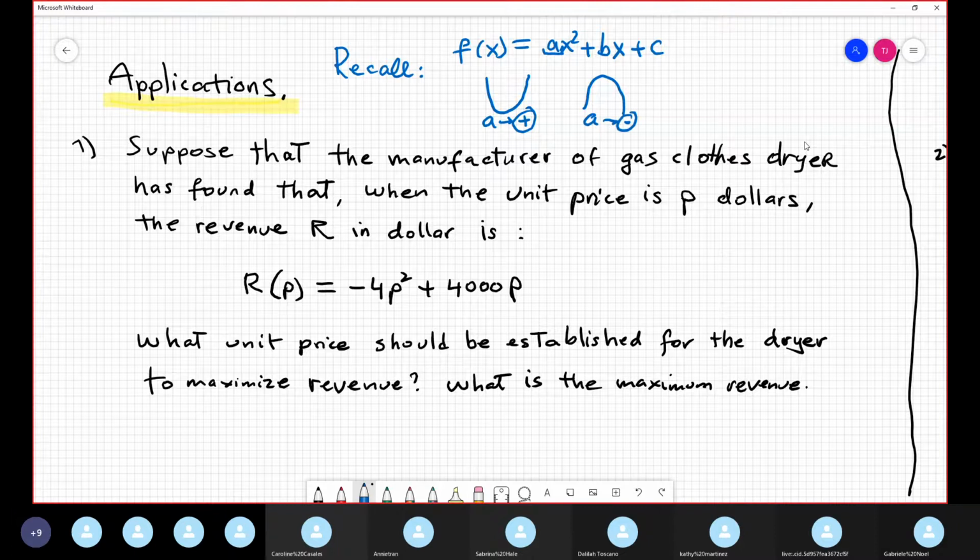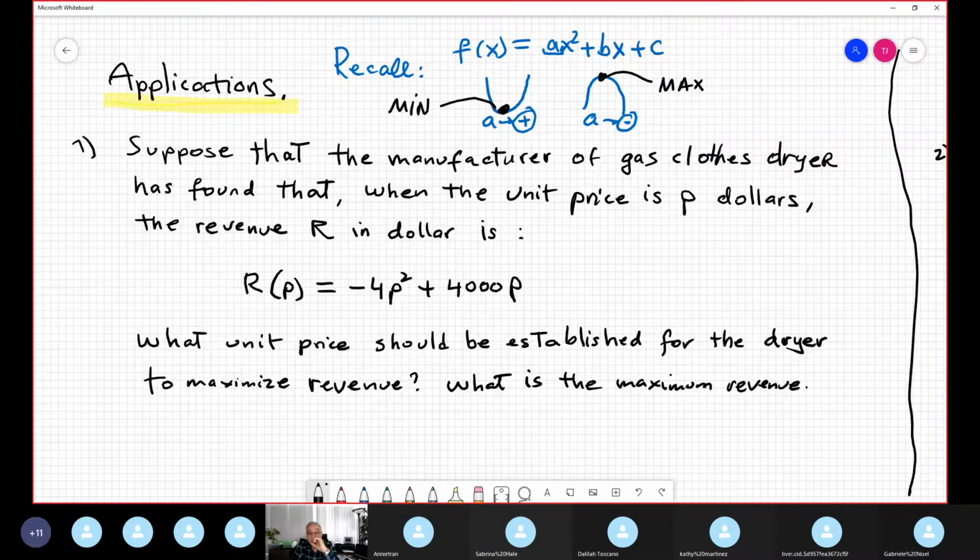Okay, and now I also focus on the most important point. Look, the most important point is the vertex, this point. When the parabola opens up, this is the minimum. And when the parabola opens down, this is the maximum. We take advantage of this fact to optimize. Optimize means you try to find the best solution in the problem.